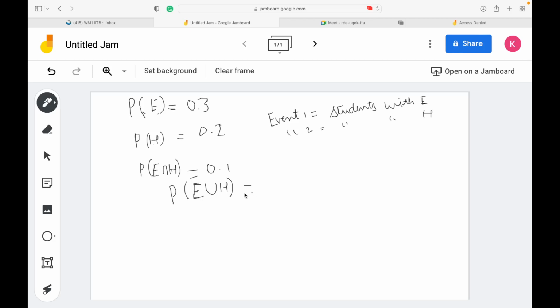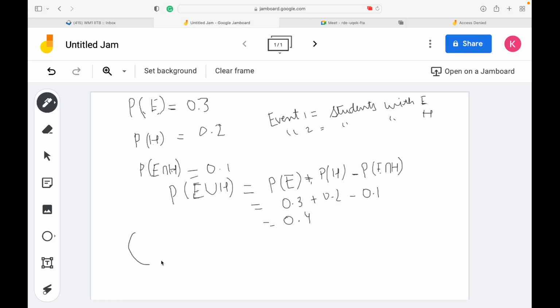The formula for this is the sum of the individual probabilities, and subtract the probability of the intersection of both these events. Okay. So on solving this, it is 0.3, this is 0.2, minus 0.1, so it will be 0.4.